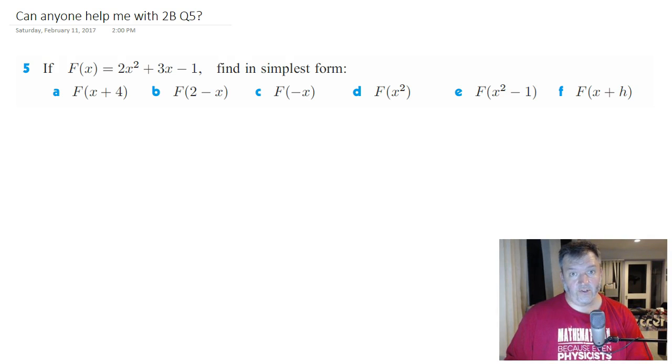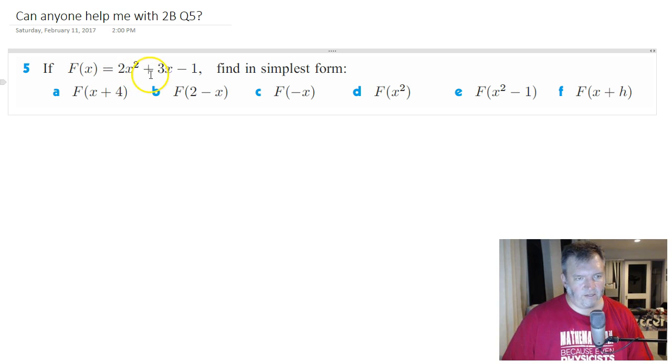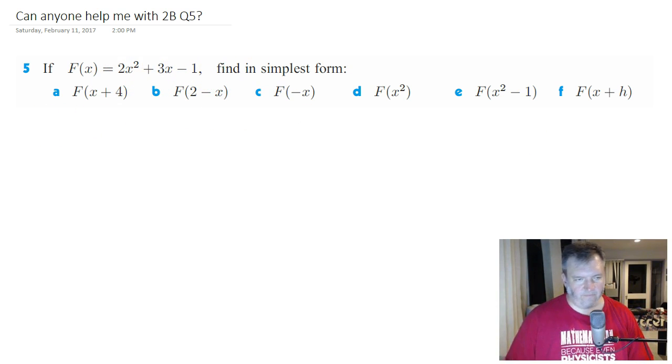Alright, so back with another question from exercise 2b, this time question 5. So f of x equals 2x squared plus 3x minus 1, find in simplest form. And we've got all those different versions to find. Let's just do a few of them. I'm not going to do all of them. I want you to have some fun too.